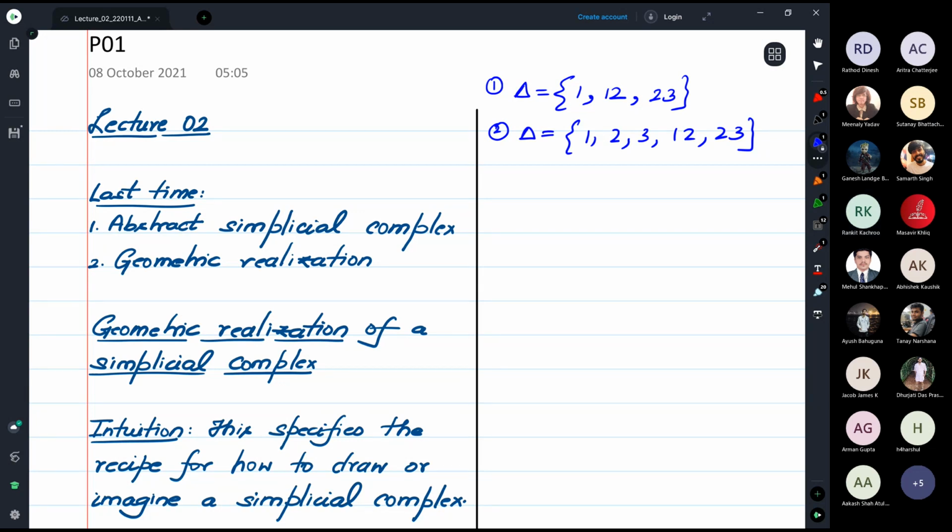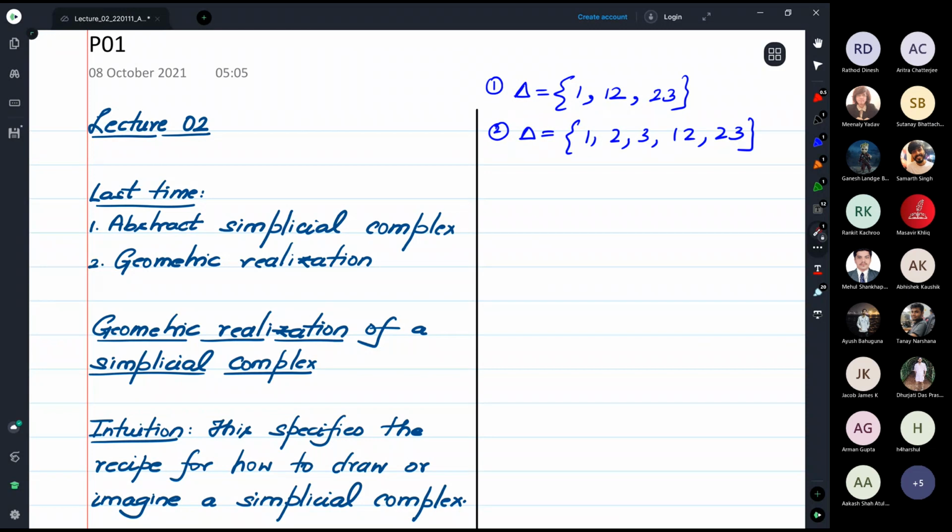Okay, so let us begin today's discussion. If you remember, last time we spoke about two things: the notion of an abstract simplicial complex, and the geometric realization. As I mentioned, a simplicial complex is a generalization of a graph in that in addition to vertices and edges, it also has higher dimensional faces such as triangles, tetrahedrons, and so on.